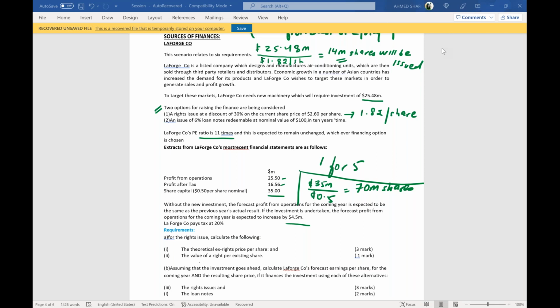So I have done all the homework required for this question, and now I should move towards the requirements.